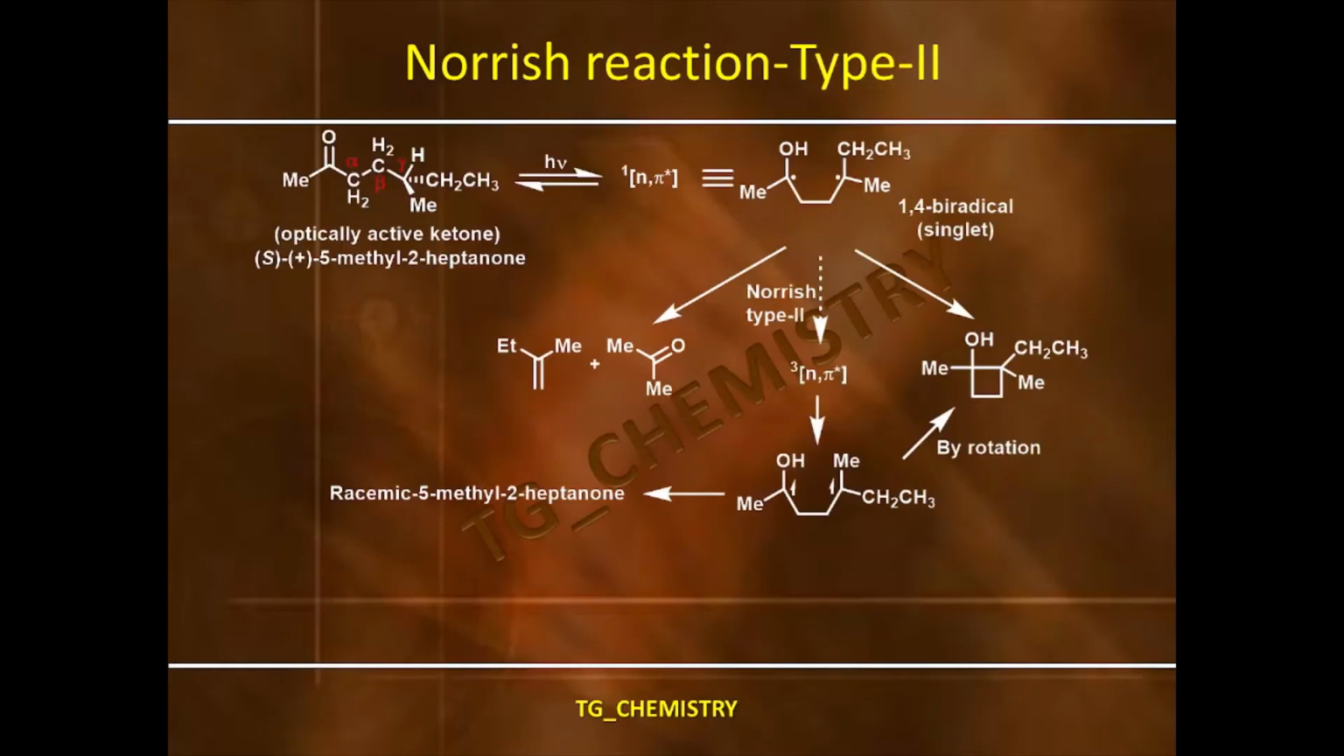So now I will talk about the Norrish type 2 reaction, which is a photochemical intramolecular abstraction of a gamma hydrogen, where a hydrogen atom is three carbon positions away from the carbonyl group, usually that is the gamma hydrogen, by the excited carbonyl compound, and eventually it produces a 1,4-biradical as a primary photoproduct.